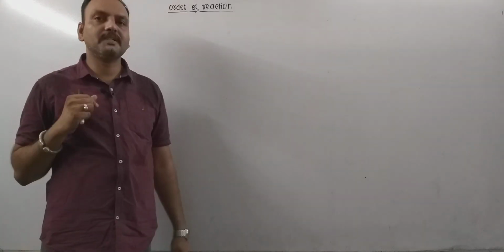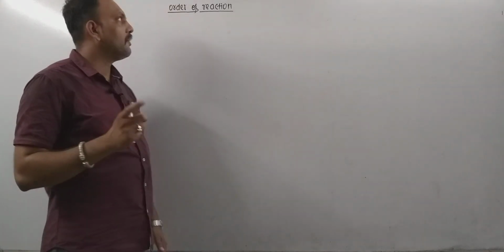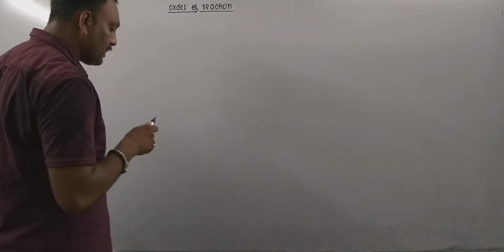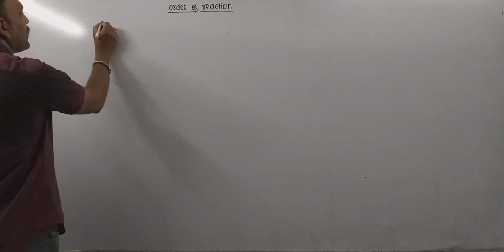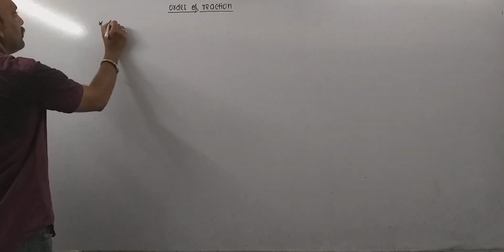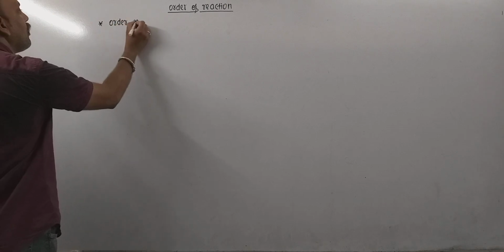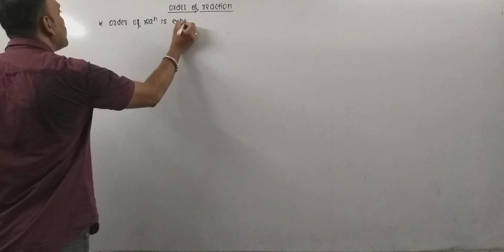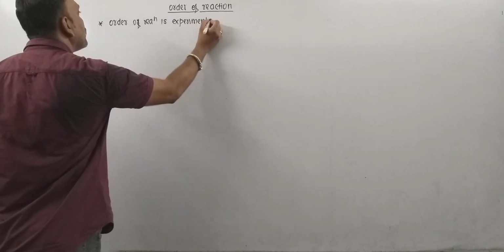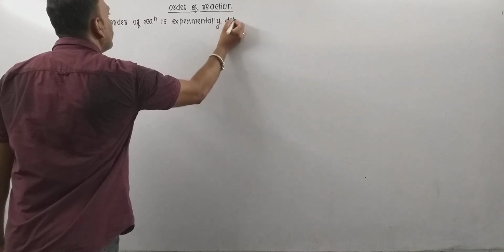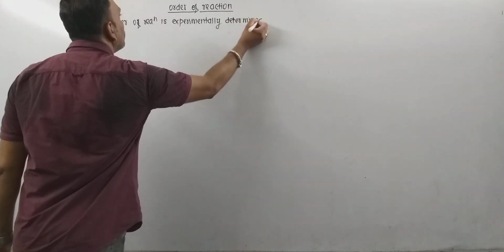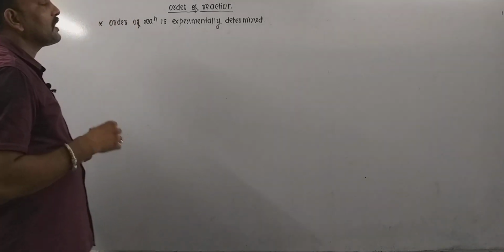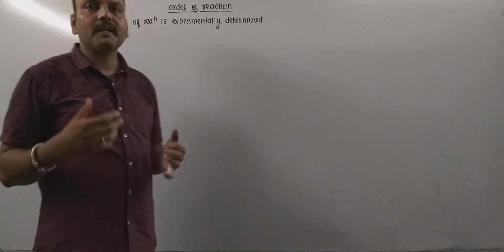Now the very first thing to be remembered about order is that it is experimentally determined. Remember, one can't predict the order; the order of reaction is experimentally determined. It is the first and most important thing to be noted. Now what exactly is order?